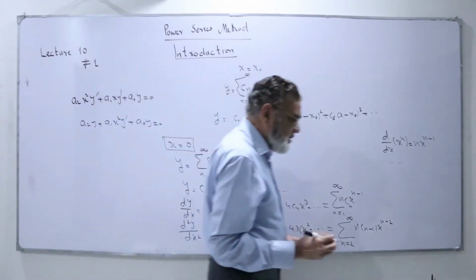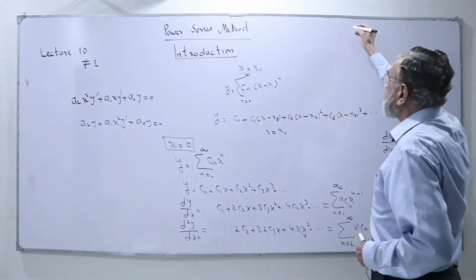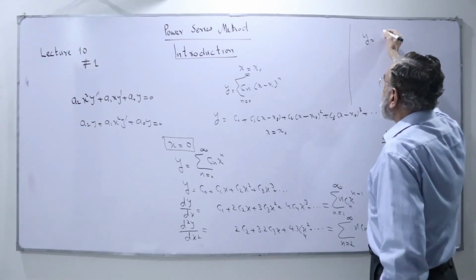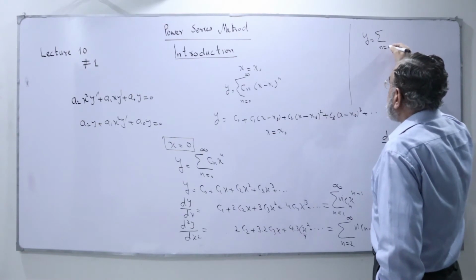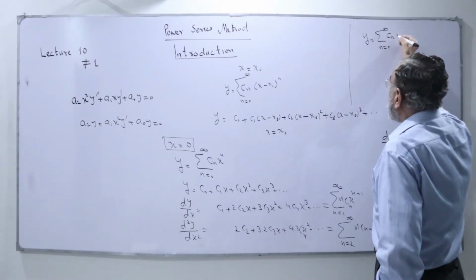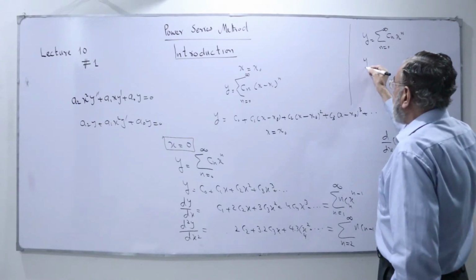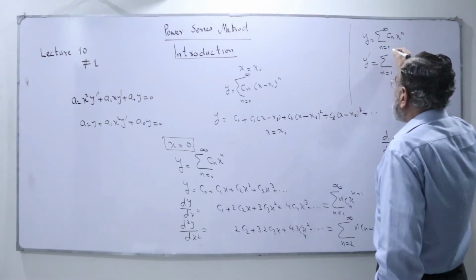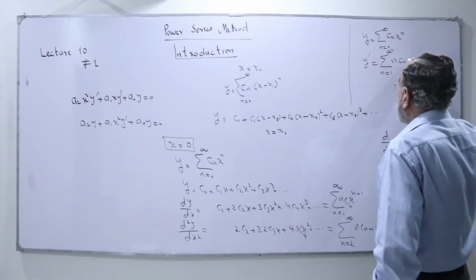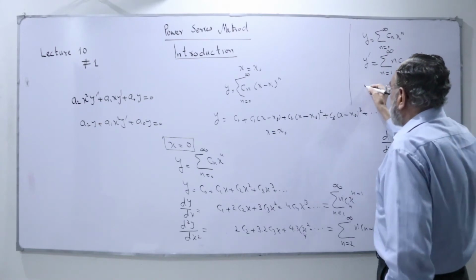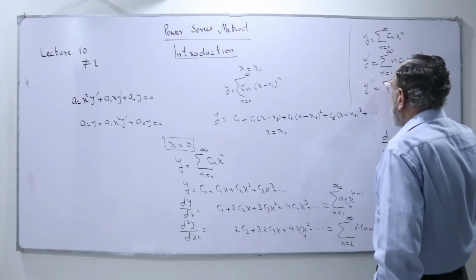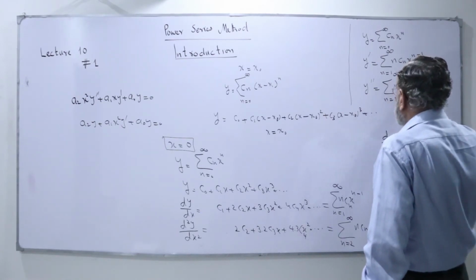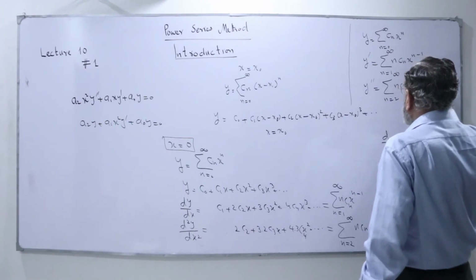So in principle, we have these formulas that we need to use when the function y is analytic at x equal to 0. Then we replace y equal to sigma n from 0 to infinity c_n x to power n. Then y dash, dy by dx, is equal to sigma n from 1 to infinity n c_n x to power n minus 1. Y double dash is equal to sigma n from 2 to infinity n into n minus 1 c_n x to power n minus 2.